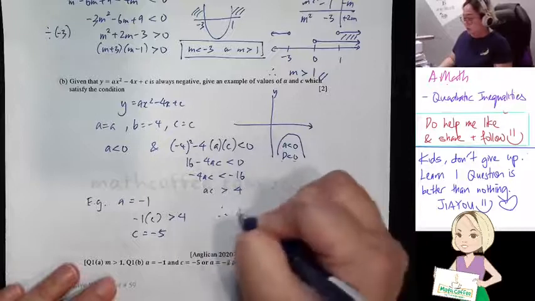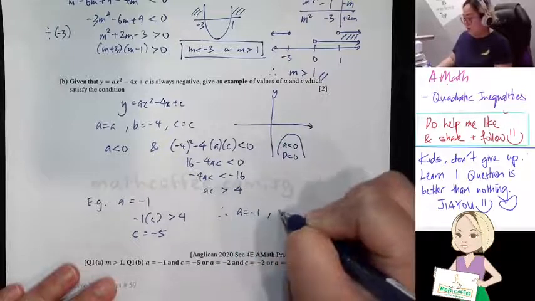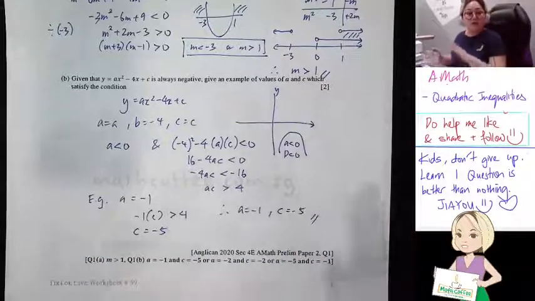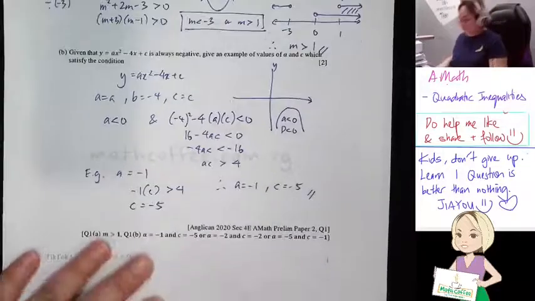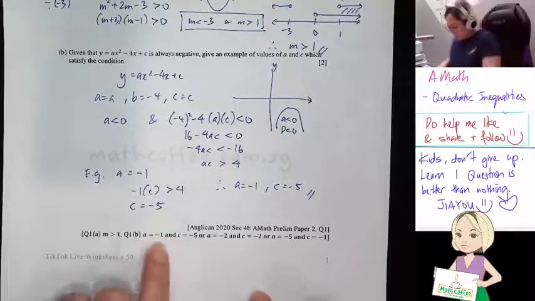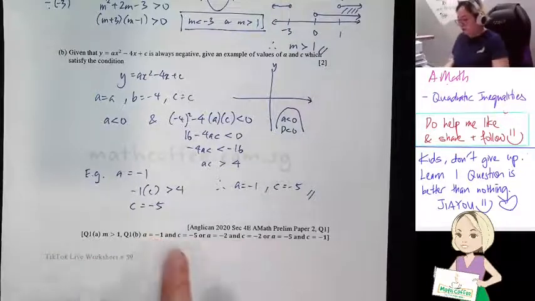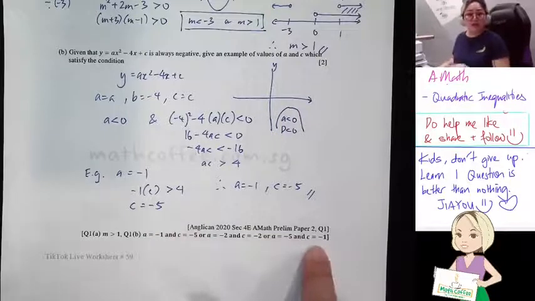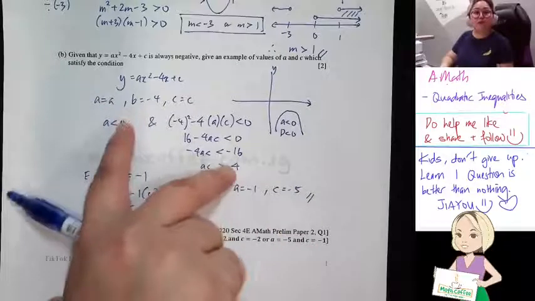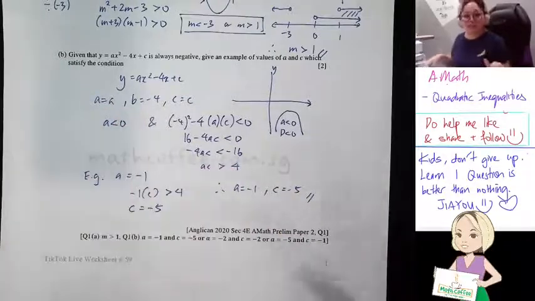You understand? So it means that this is one set of a and c that fulfill the condition. So I let a equals to -1, and then the corresponding c will be equals to -5. This is one set. And you can see that in the answer sheet, they actually have one set, 2 set, 3 set. As long as your choice of a and c fulfill both of these inequalities, they will accept the answer. You understand?